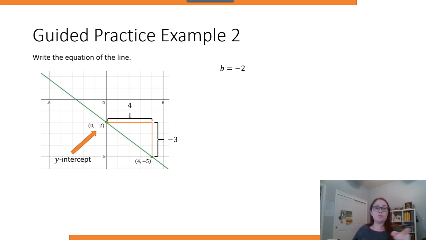If I calculated it using the coordinates themselves, it would look like this: -5 minus -2 for the difference of the y's, over 4 minus 0 for the difference of the x values. So either way is fine. It's a good idea to just kind of label it, though, to explain how you got your slope. So I have my y-intercept, I have my slope. I can plug it into the slope-intercept formula to get y equals -3/4 x minus 2. And there is the equation of that line. Okay, there's a couple examples below this video for you to practice this a little bit more.